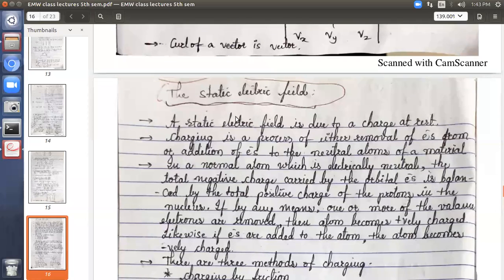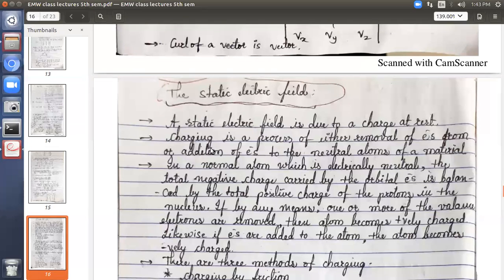The next is, now we are about to come to our topic, the static electric field. What is a static electric field? Static means at rest. Whenever the term electric field comes, it is associated with a charge. Imagine an atom has got different charges. So whenever a field exists around the charges, we call it electric field, and static means at rest. So the static electric field means charges at rest.